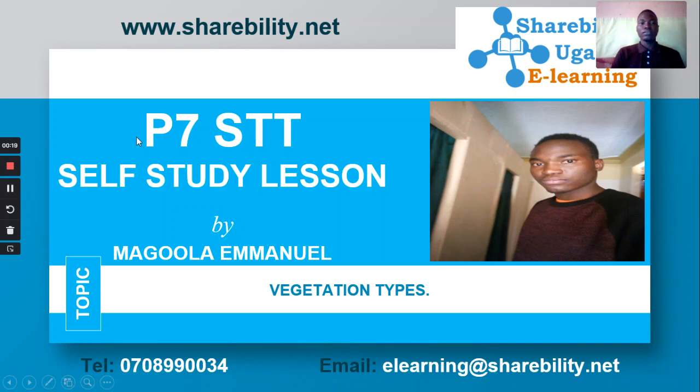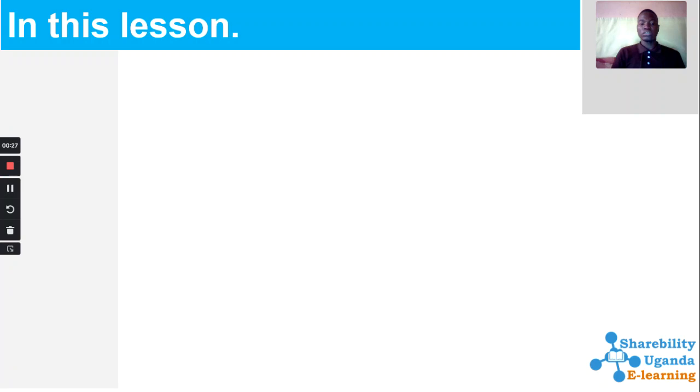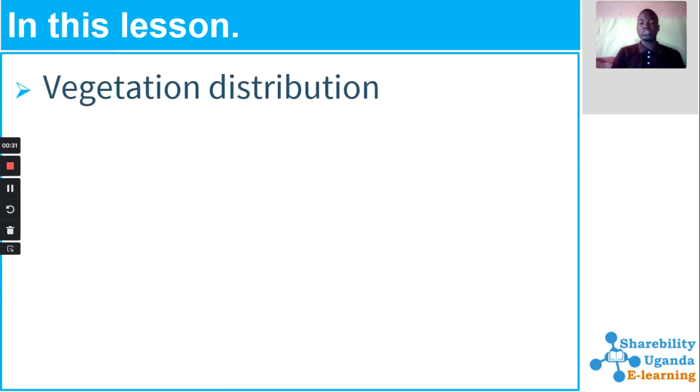Today we're going to look at the vegetation types in Africa, and we are going to see how human activities influence the vegetation types. We're going to look at the factors that determine the distribution of vegetation in East Africa.